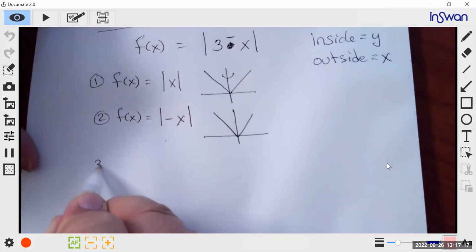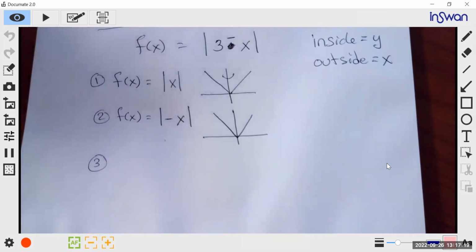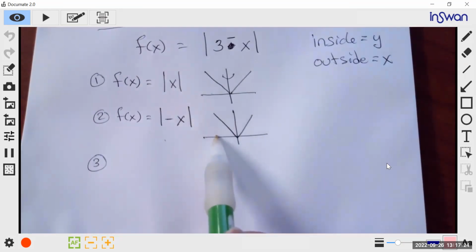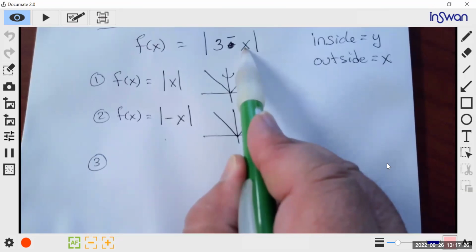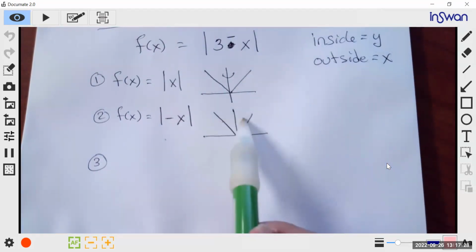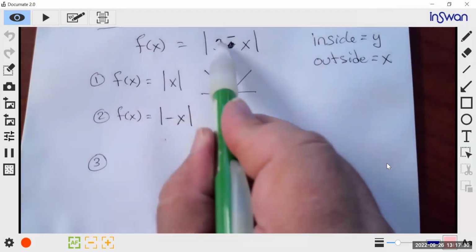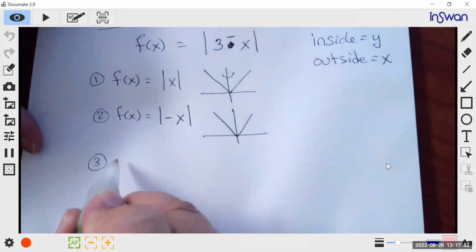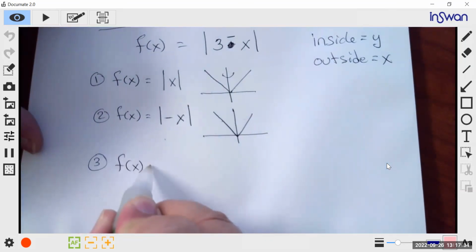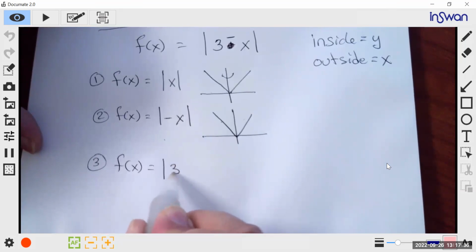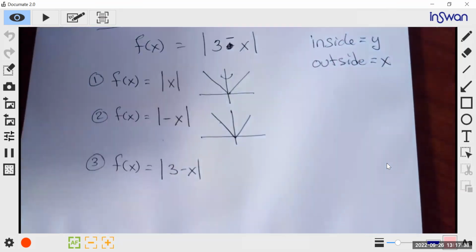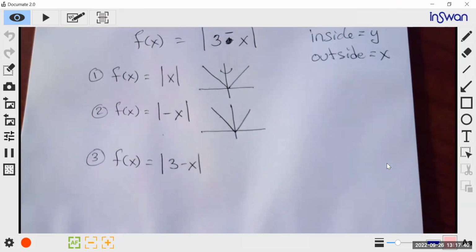No, it'll be the same, because if you put -3 in there, negative of -3 becomes 3. So it'll be the same. Now that the 3 comes into play, what happens? It's inside the function. There's a plus or minus to the X. So what happens to the graph?